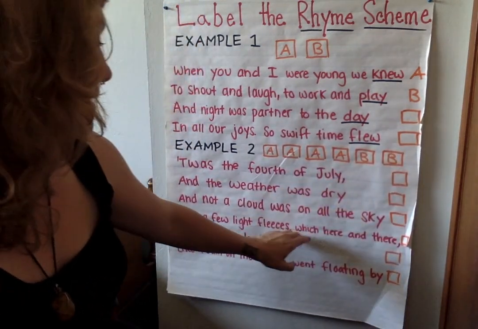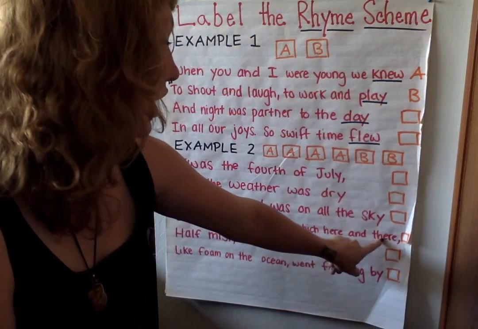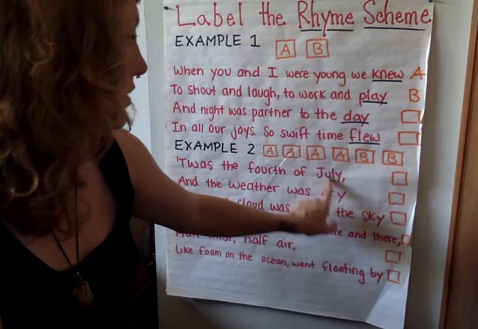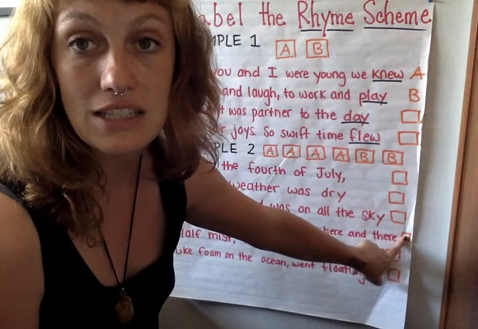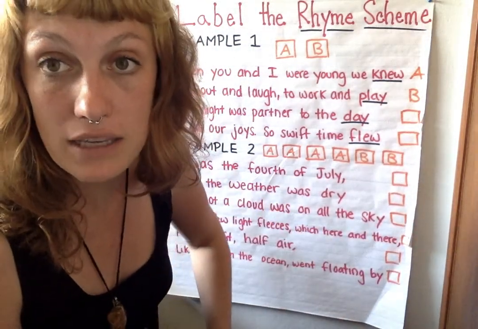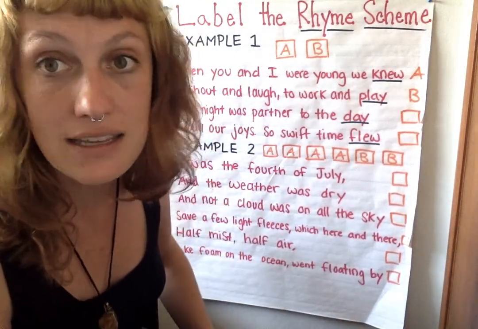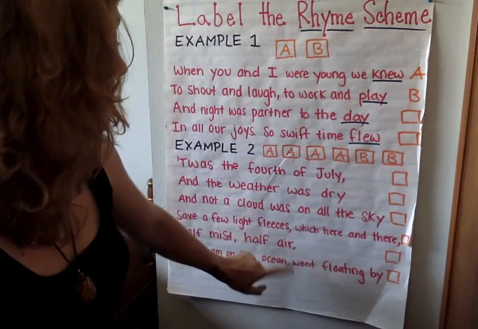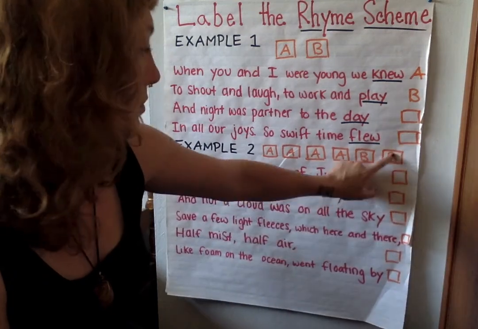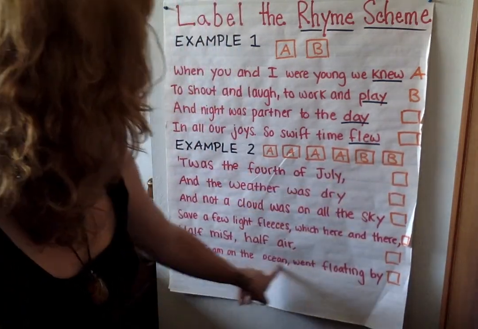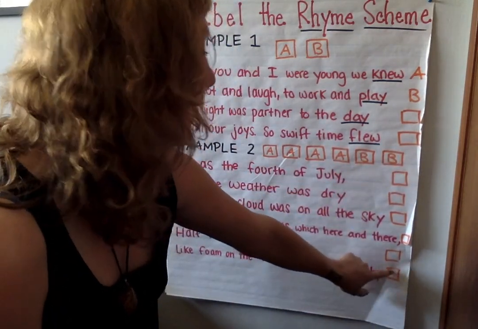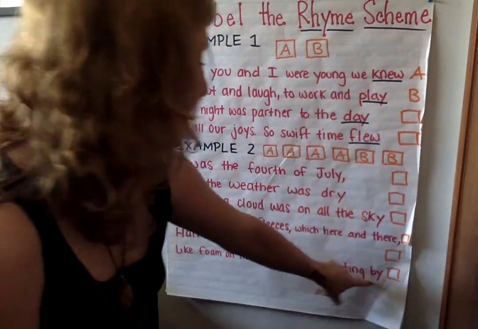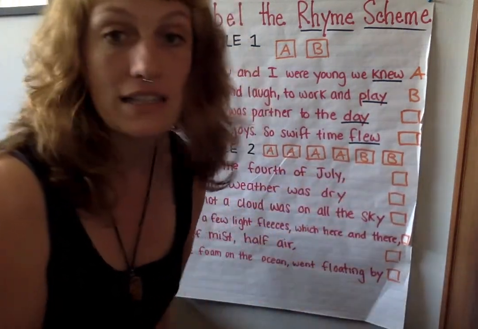Save a few light fleeces, which here and there. Okay, this does not rhyme with these, so bring a B down, right? That's your next letter. You're going to assign B to whatever the next sound is besides the A sound. Half mist, half air. That sound is the same as this one. Put the other B there. Like foam on the ocean, went floating by. Once again, July, dry, sky, by. Your fourth A goes down there.